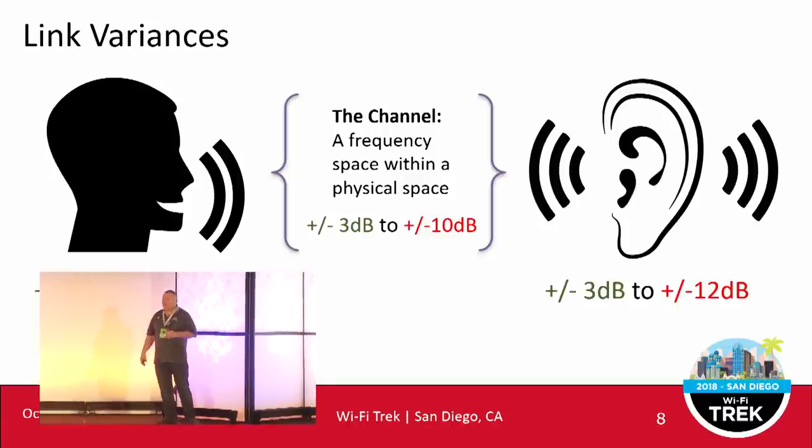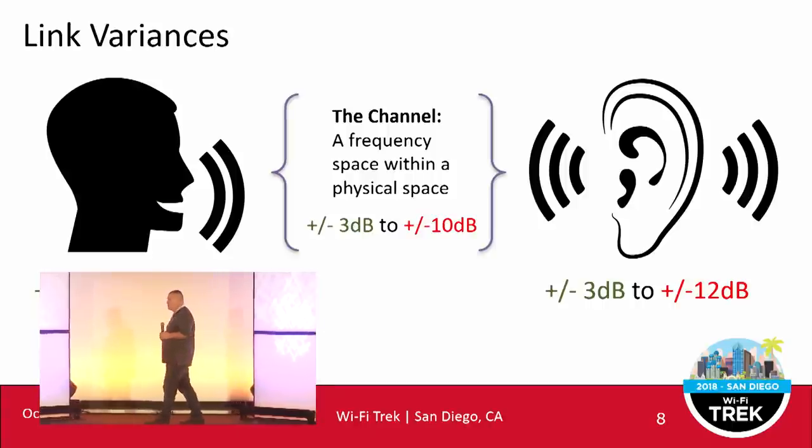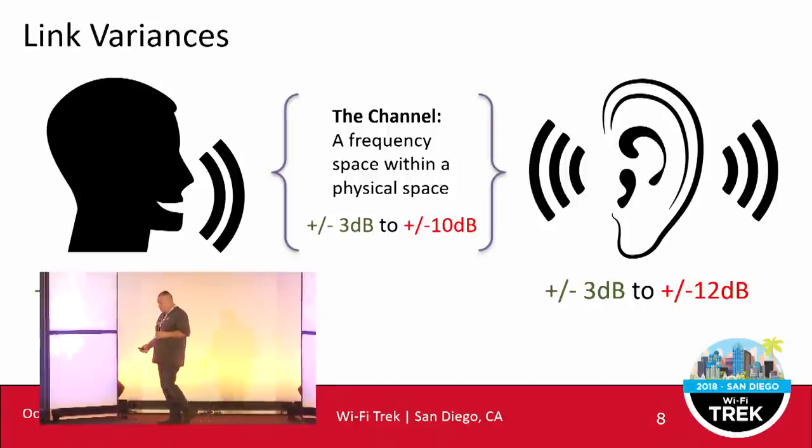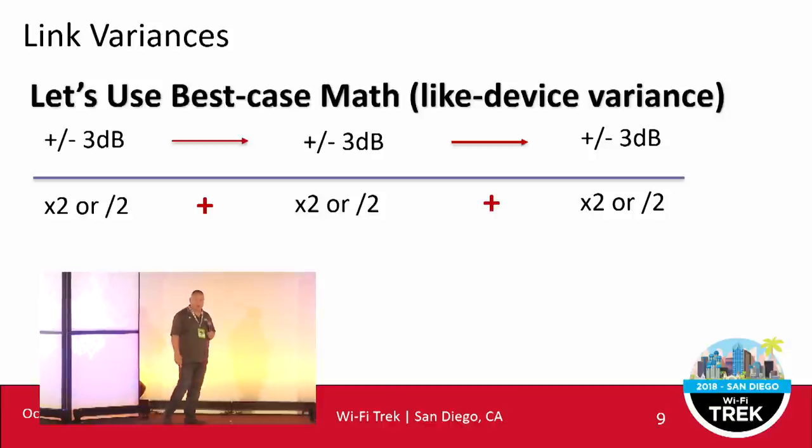And then on the receiver, it's worse. And so plus or minus 3 to about plus or minus 12. And I'm going to show you some collected data in just a second. So when you add this variance up from transmitter through the channel and to the receiver, it gets to be almost ridiculous, even best case. So let's look at that.